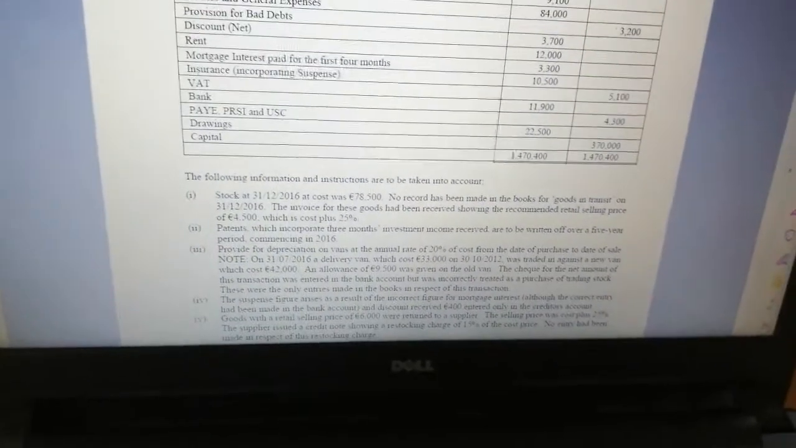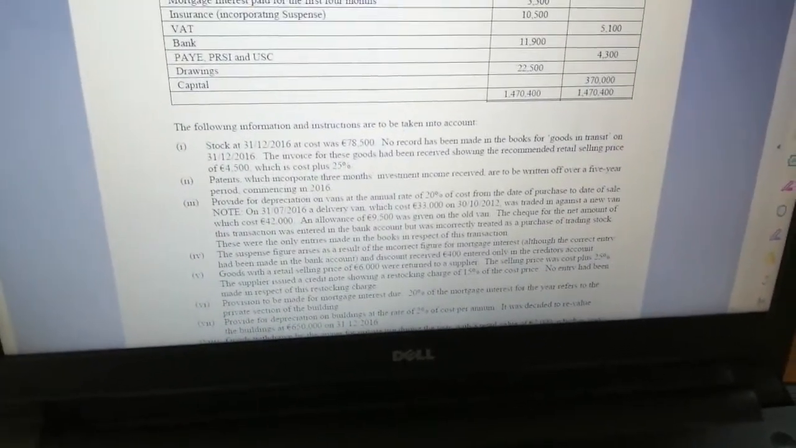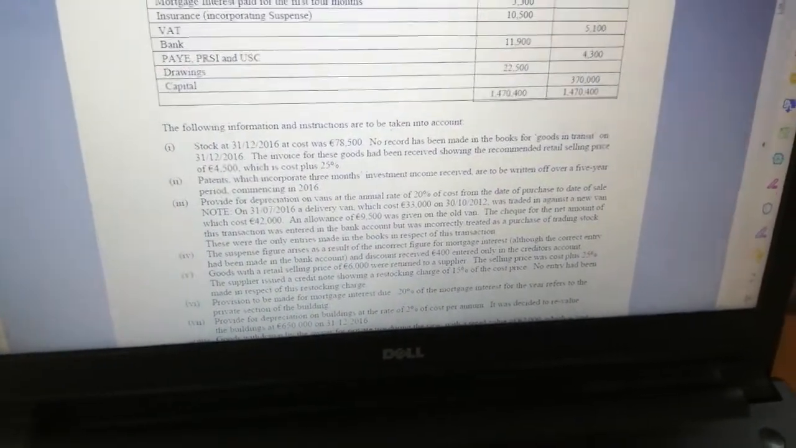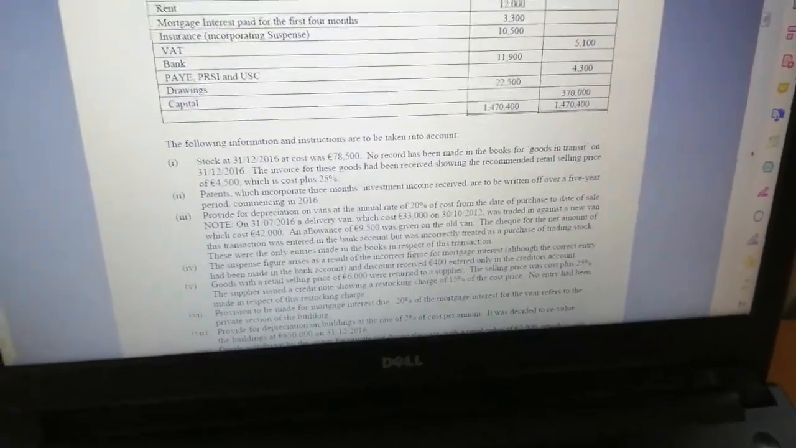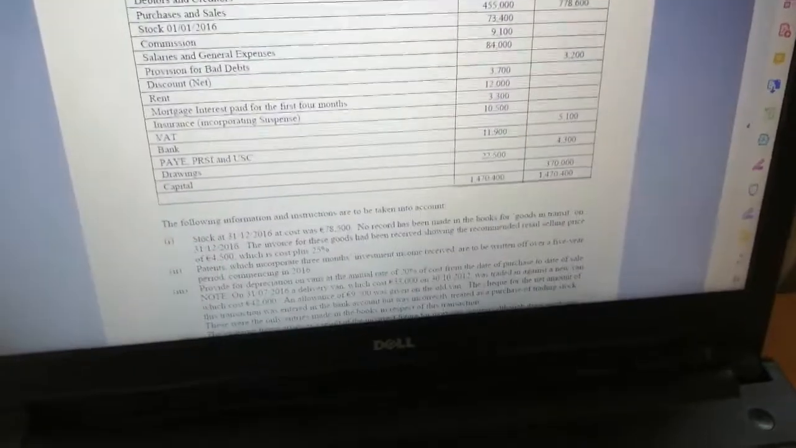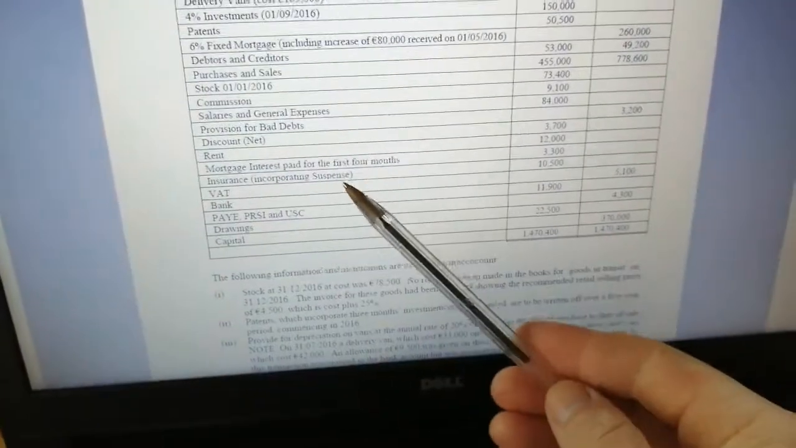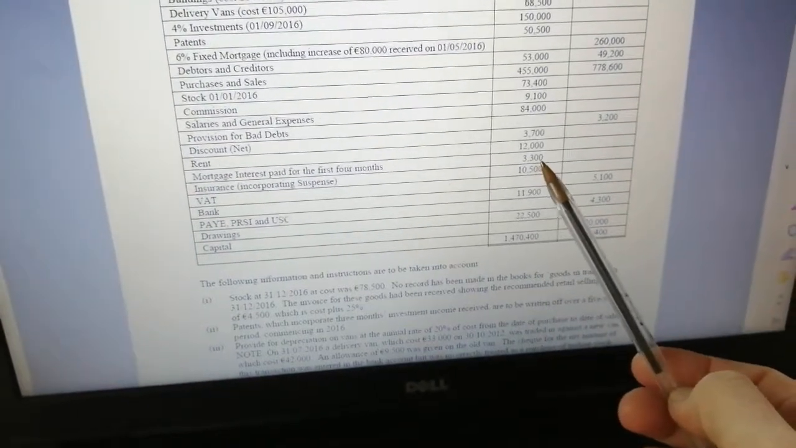Right, the next thing then is, let's go down through the additional information here and see what we've got. That doesn't matter, so we're onto the suspense, part 4. It says the suspense figure arises as a result of the incorrect figure for mortgage interest, although the correct entry had been made in the bank account. So, what have we got so far for mortgage interest? Let's see if we can find it. Oh yeah, mortgage interest paid for the first 4 months, 3,300.